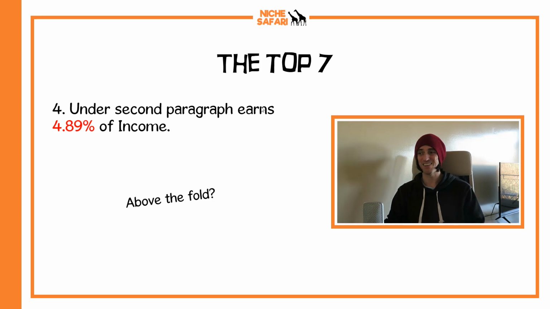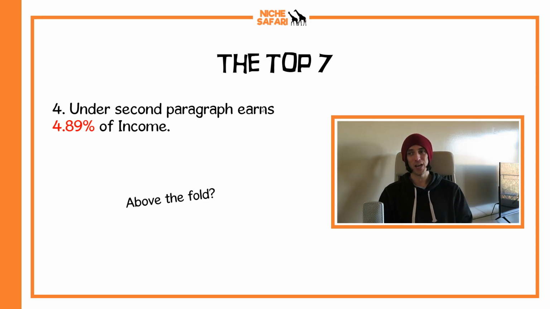Next one is under second paragraph. It earned 4.89% of income. I don't need to show you an example of that. It's quite clear: it's the ad that sits under the second paragraph, usually a little square one. One thing I found interesting about this was that it made more money than my under the first paragraph, under page title, and at top of page ads.